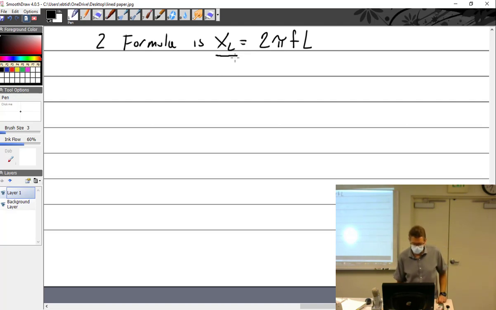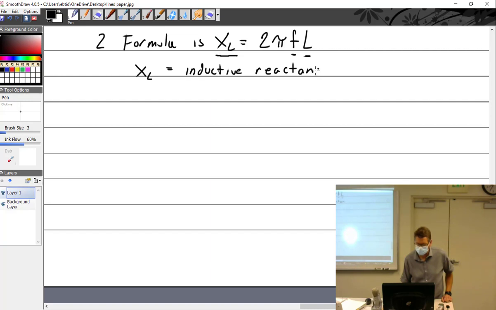And then we said also that it is proportional to the inductance and also the frequency. So there's the frequency and there's the inductance right there. So if the frequency goes up or the henries go up, you get more inductive reactance. Okay, and the formula is X of L equals 2 pi FL, where X of L equals inductive reactance, and we're going to express it as ohms.